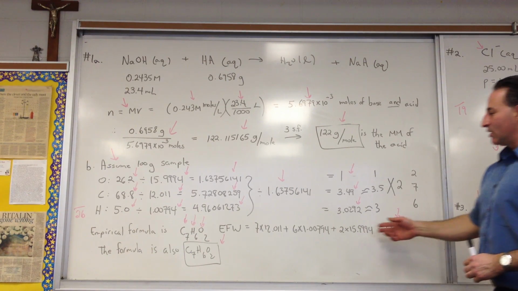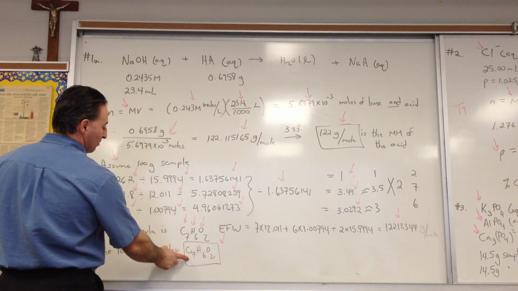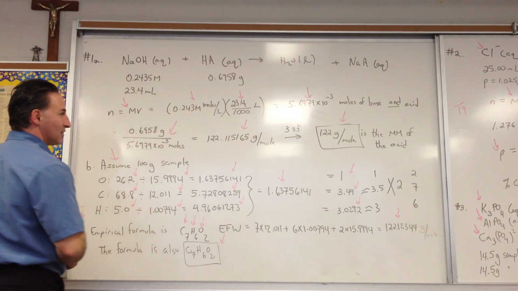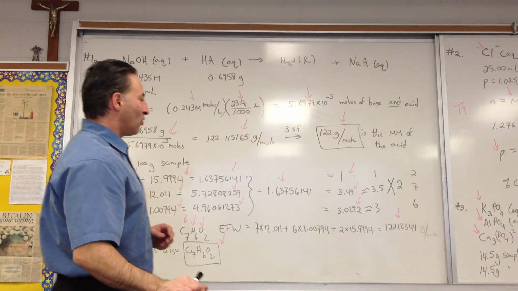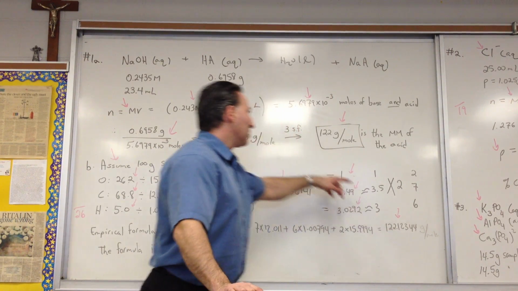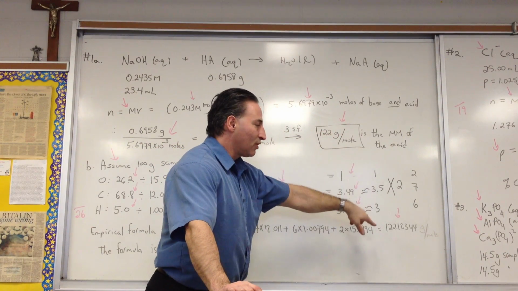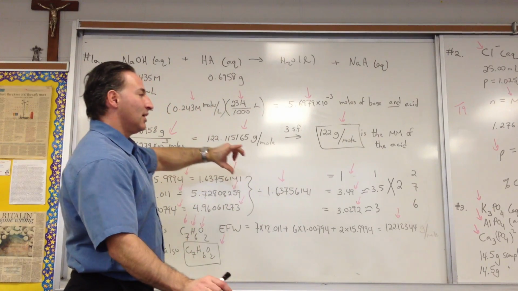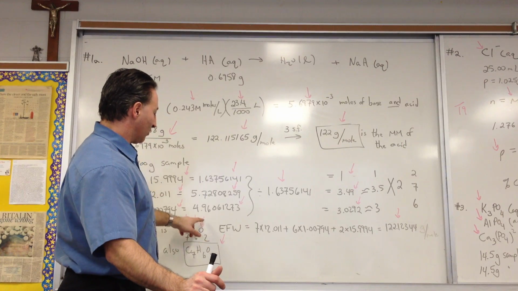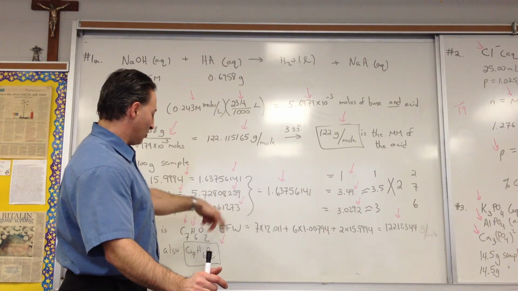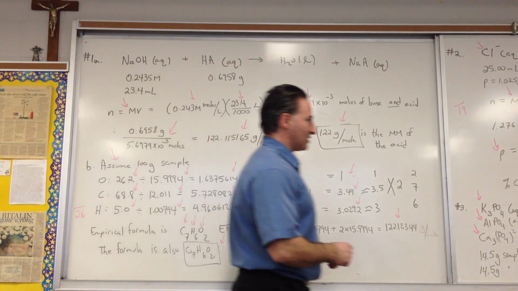So the molecular formula is the same as the empirical formula in this case. Had it not been, suppose instead we had gotten an empirical formula weight of 122, but this had been 244. By making a ratio of 244 to 122, we would find out that in fact the molecular formula is twice the empirical formula, and we would have multiplied the empirical formula by 2 to get C14H12O4. But that didn't happen in this case, so it turns out the empirical formula is the same as the molecular formula.